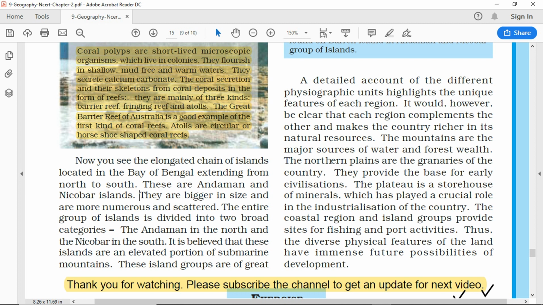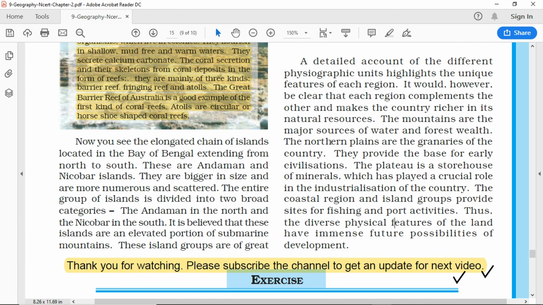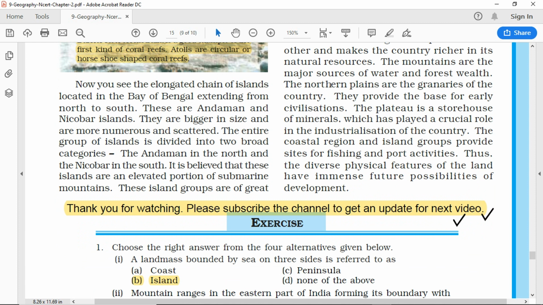A detailed account of the different physiographic units highlights the unique features of each region. It would, however, be clear that each region complements the other and makes the country richer in its natural resources. The mountains are the major sources of water and forest wealth. The northern plains are the granaries of the country. They provide the base for early civilizations. The plateau is a storehouse of minerals, which has played a crucial role in the industrialization of the country. The coastal region and island groups provide sites for fishing and port activities. Thus, the diverse physical features of the land have immense future possibilities of development.